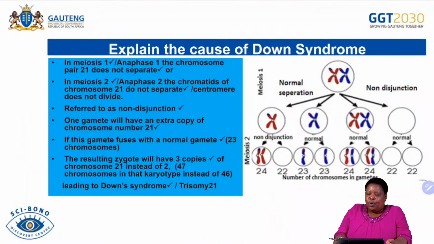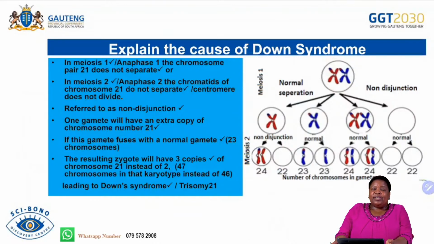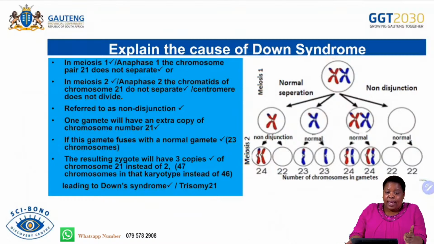And also, if you look at this one, when there is Down syndrome, it is the result of what? Non-disjunction. So simply we can say non-separation of chromosomes can lead to Down syndrome. Simply we are saying when chromosomes do not separate somewhere, I'm going to tell you where, then it will cause what? Down syndrome. Now, in meiosis 1, anaphase 1, the chromosome pair 21 does not separate.